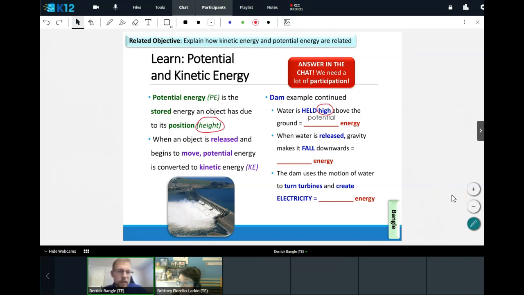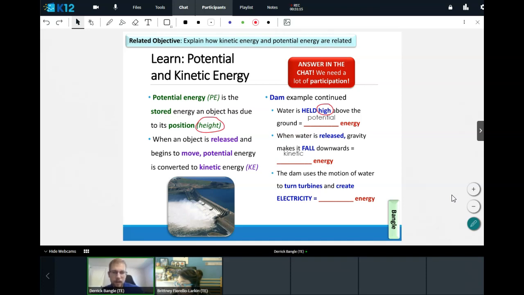When the water is released and gravity makes it fall downwards, what type of energy is it now turning into? Think of the roller coaster. You're high up, you've got potential energy, you're going down. What type of energy is it transformed into? All right, awesome, Noah. Joseph, very good. Angelina, perfect. And Cody, awesome. So this is going to be kinetic energy.